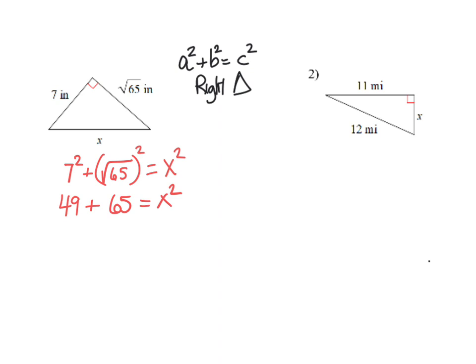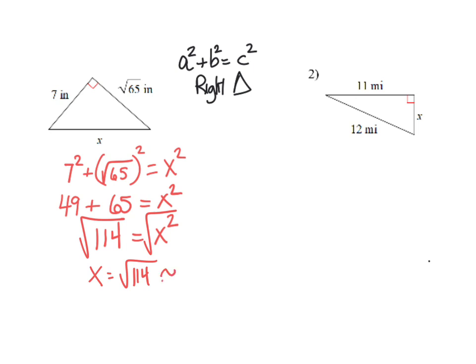So then in my calculator, I'm going to do 49 plus 65. I get 114. Now that's what x squared equals. I'm looking for just x, just this length, x. So I'm going to square root both sides at the end to undo that squaring. So x is equal to the square root of 114, and pay attention to the directions.